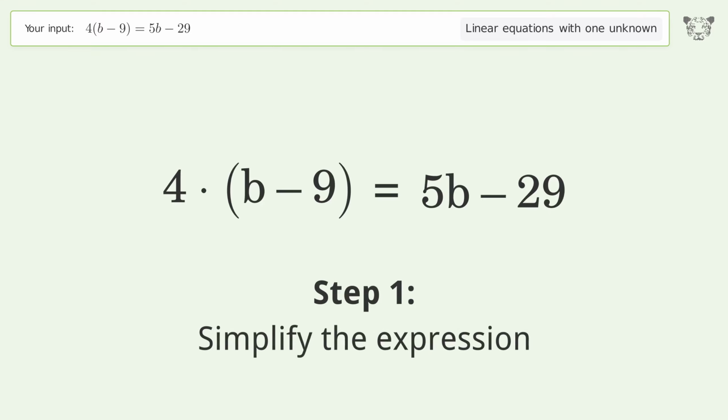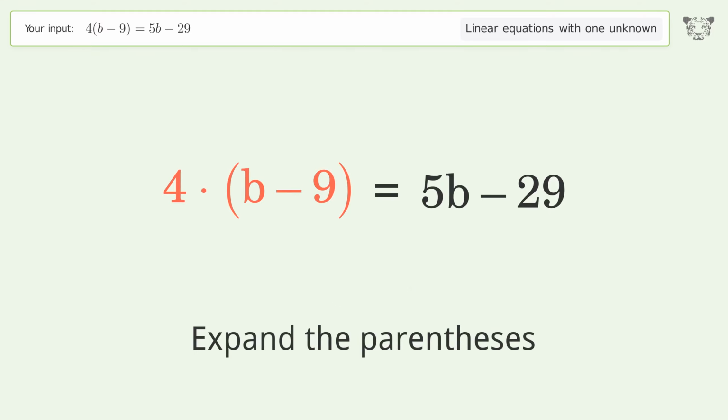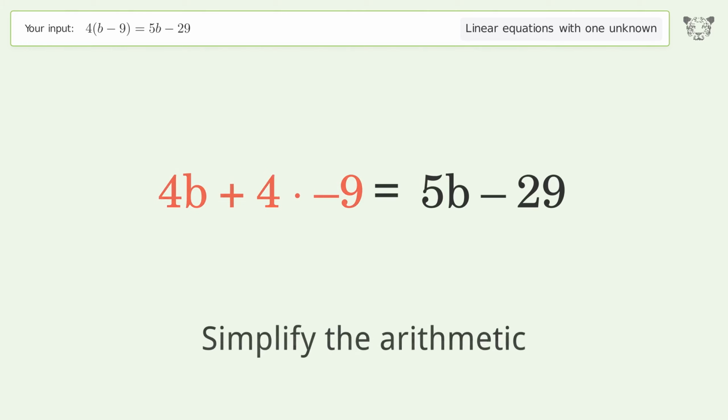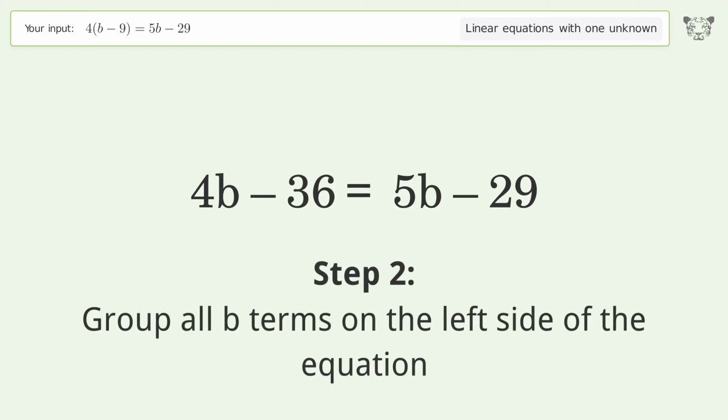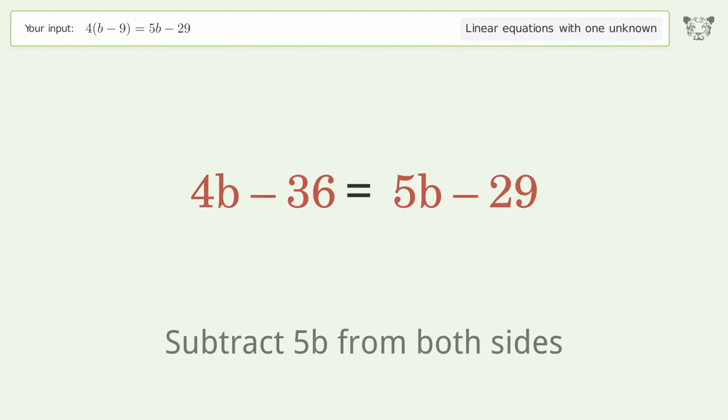Simplify the expression. Expand the parentheses. Simplify the arithmetic. Group all b terms on the left side of the equation. Subtract 5b from both sides.